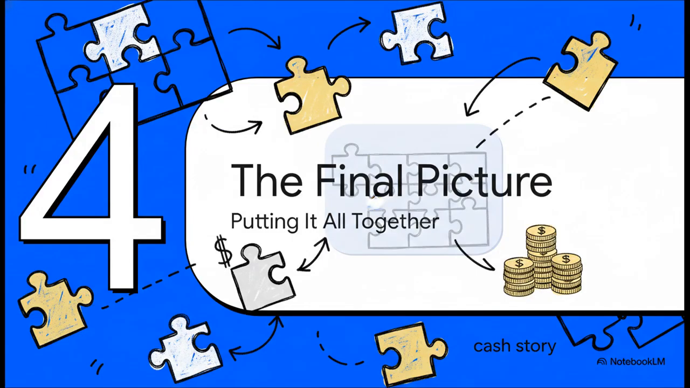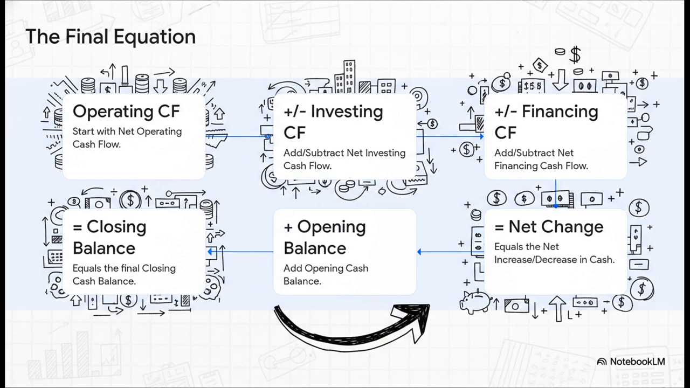Okay, deep breath. We've solved the three individual puzzles. We've gone through operating, investing, and financing. Now it's time to put all those pieces together and see the final, complete picture of the company's cash story for the year. And the final calculation is actually pretty simple.